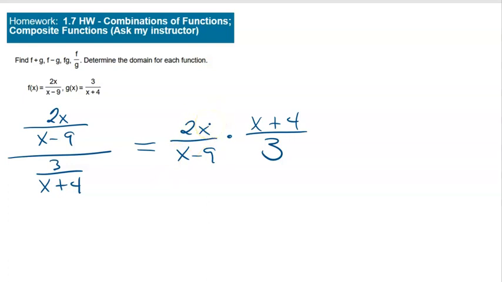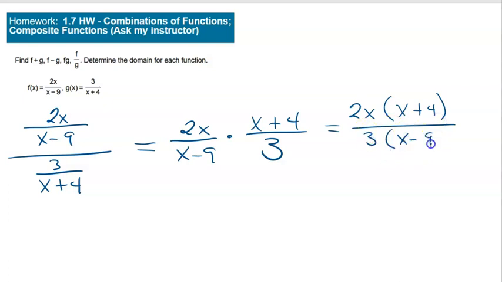So, simplified, I argue that you could leave this completely factored: 2x times x plus 4, divided by 3 times x minus 9. I am perfectly happy with this answer. If the homework doesn't accept it, then poo on them. I think it's right. But if they say that that is not simplified, what would you try to do?